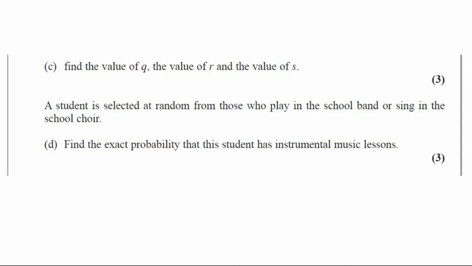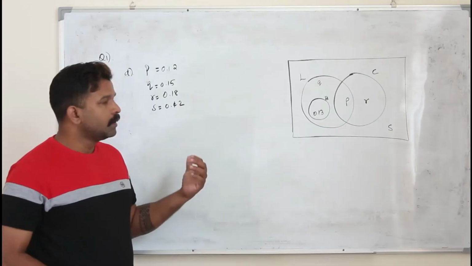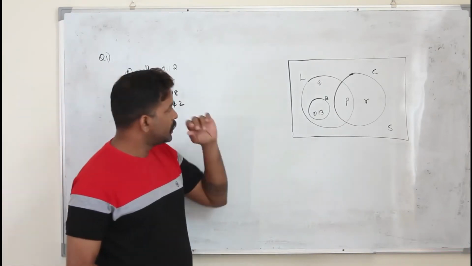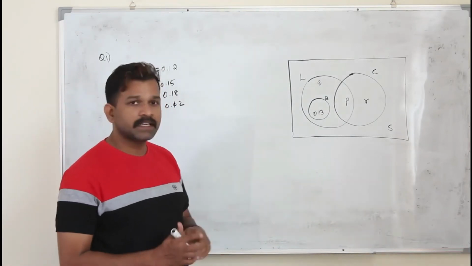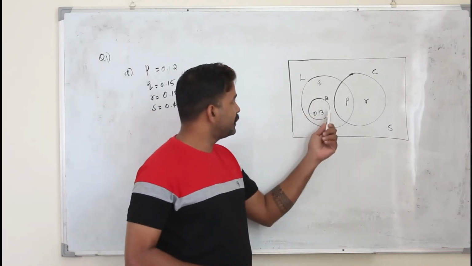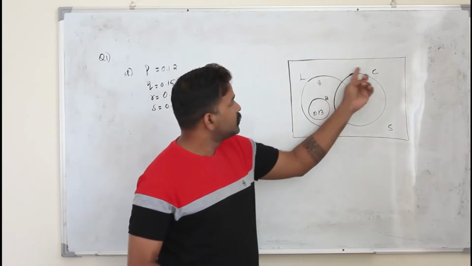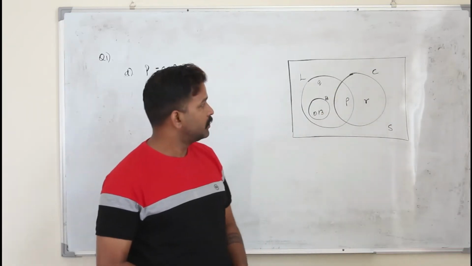A student is selected at random from those who play in the school band or sing in the school choir. Part D, find the exact probability that this student has instrumental music lessons. This question carries 3 marks. Here in part D, we are going to apply conditional probability. It says a student is randomly selected from those who play in the school band and those who sing in the school choir.